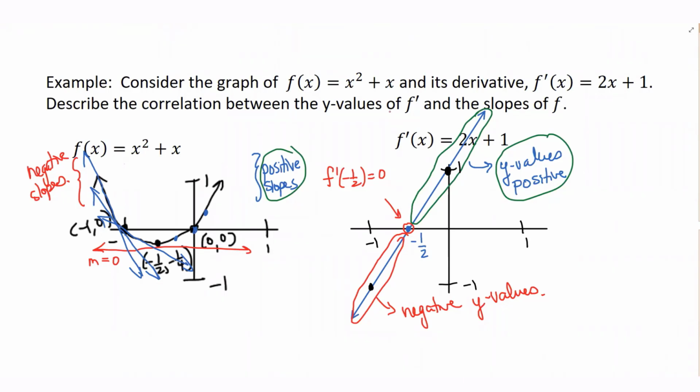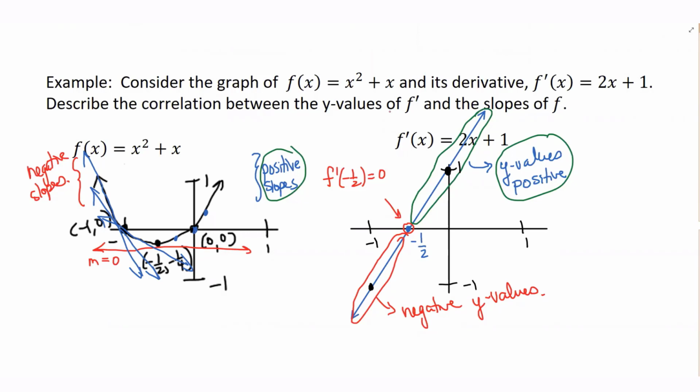Okay, so whenever you look at a function and its derivative, there's going to be this correlation between the graphs. So we're going to practice with that. What I'm going to do is give you two graphs, and I want you to figure out which one could be the function and which one could be the derivative. So you're going to have to look at each graph and say, okay, do the y values of this graph correspond to the slopes of the other graph?